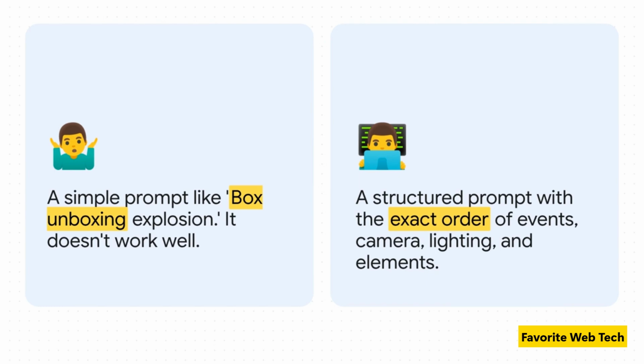And here's the difference, plain and simple. You could type in box unboxing explosion. The AI has to guess what you mean. Or you can use a JSON prompt to direct it. You tell it the exact object, the sequence of events, the camera movement, like a dolly zoom, the lighting, every little detail. You're not just asking anymore, you're directing.